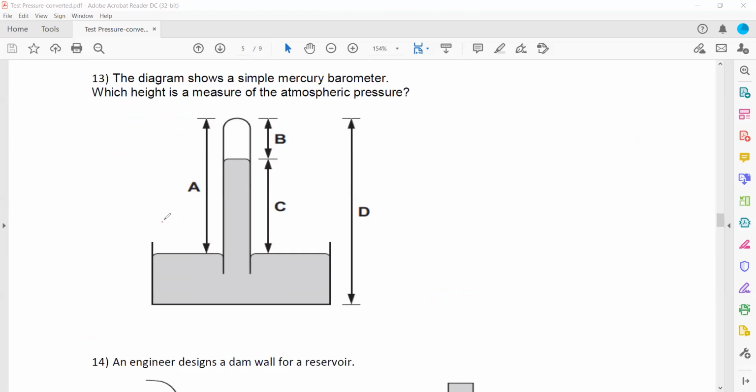The concept is that the air is trying to push this mercury, so mercury will rise until it stops, and the pressure exerted by the mercury is the same as the pressure exerted by the atmosphere. So which height do we take? We take the level of the liquid in the tube to the level of the liquid in the container.